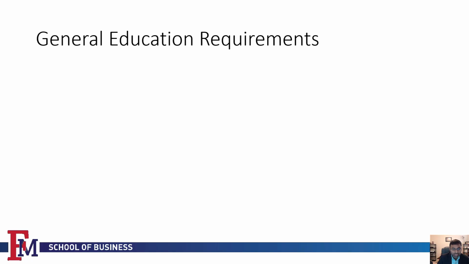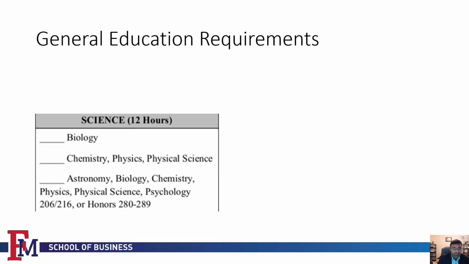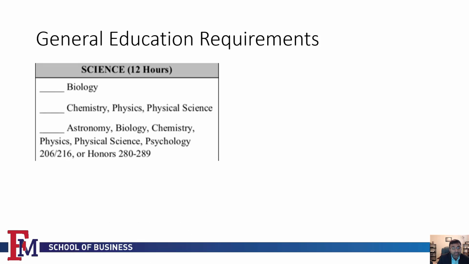The next general education requirement is science, and we have 12 hours of science. There are 3 classes with 4 hours each. Each one of these classes has to have a lab. If you're a student for the BBA program, it is recommended that you start off with psychology. So psychology 206, which is the theory, and psychology 216, which is the lab. Psychology 206 and 216 can be taken in 2 separate semesters, but it is recommended that you take it in the same semester.